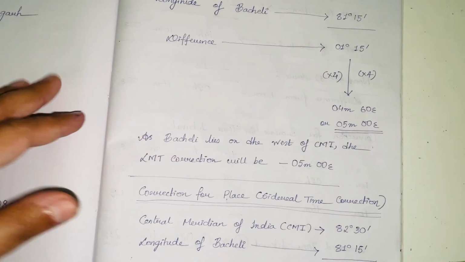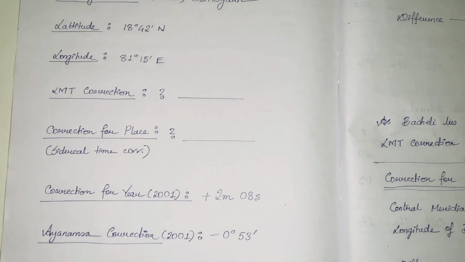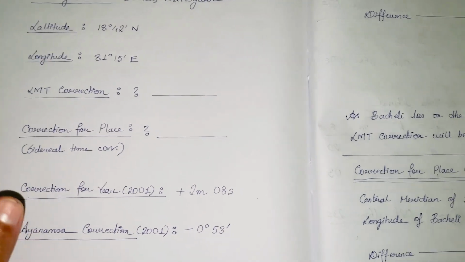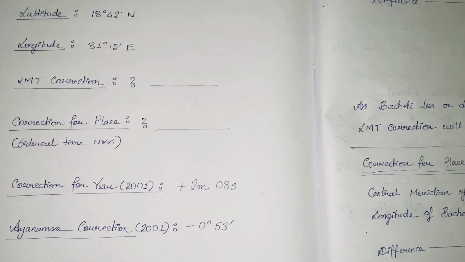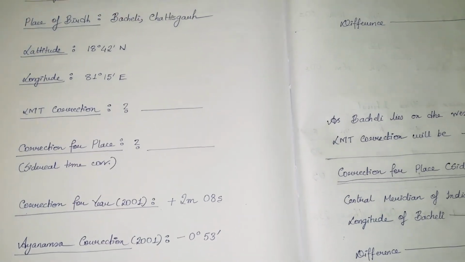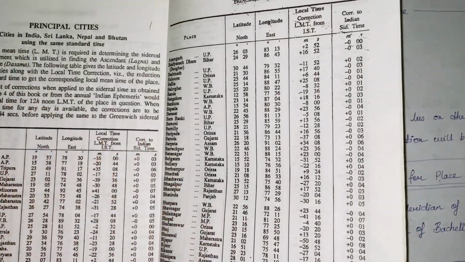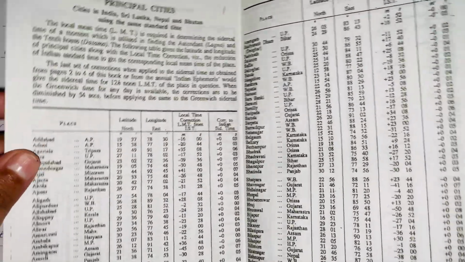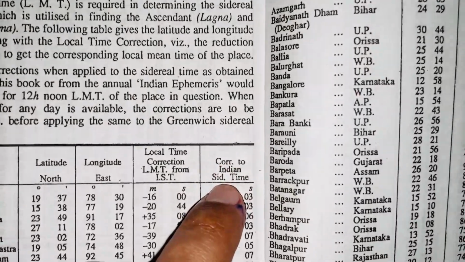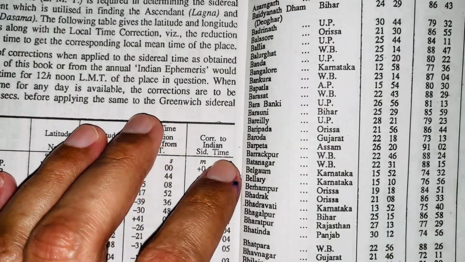Now that is calculated. Now what is the next value that you need to calculate, which is not present in the TOA or in the ephemeris? It is the correction for place, which is the sidereal time correction, or in other words, the correction to the Indian sidereal time. This is what is mentioned even in the TOA. I hope you have noted it down. All of these things have already been discussed in my previous Vedic astrology classes. So correction for the place is nothing but the correction to the Indian sidereal time. It is very properly, perfectly mentioned in the TOA.